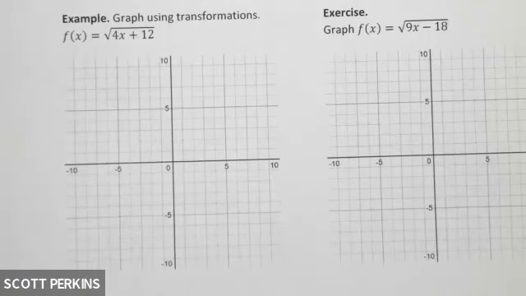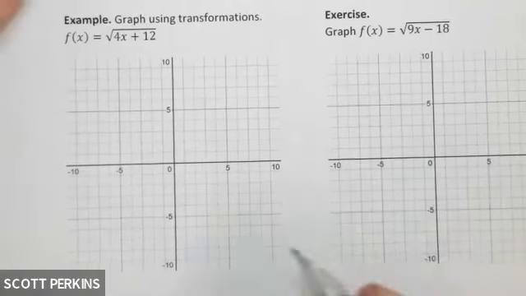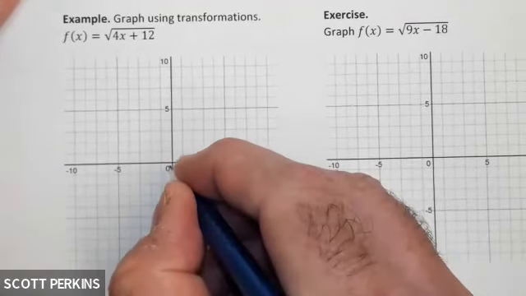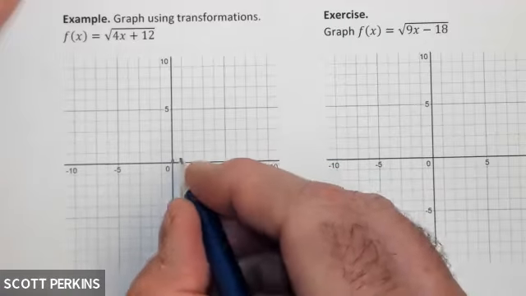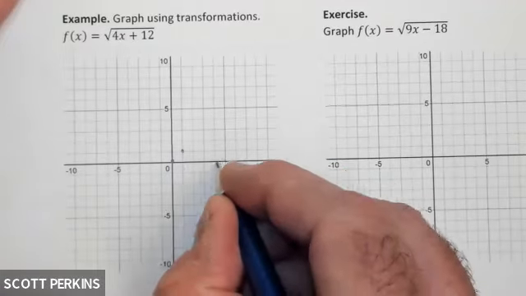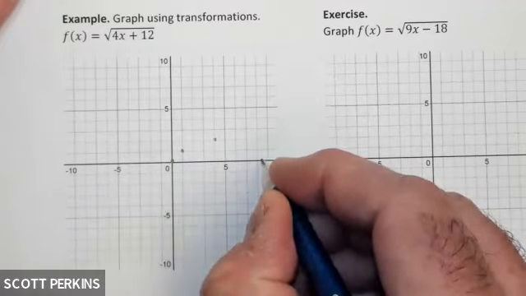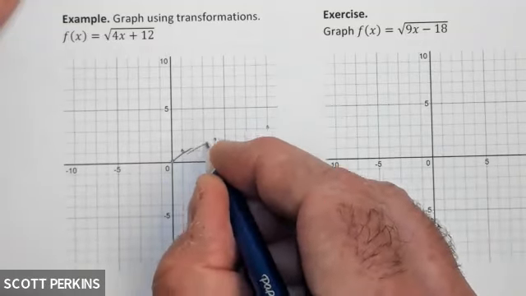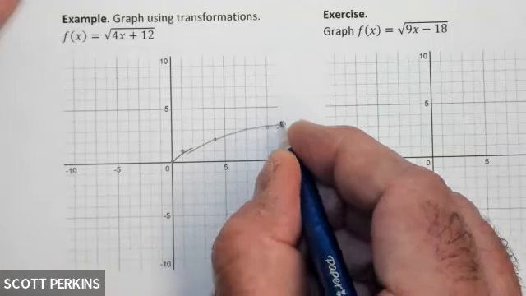All right, so here's the basic square root function. I know it's been a long time, but we're going to get re-familiar with this. So the square root function, the square root of 0 is 0. That's where my graph is going to start. The square root of 1 is 1. The square root of 4 is 2. And the square root of 9 is 3. And so the square root is just half a parabola leaning on its side like this.